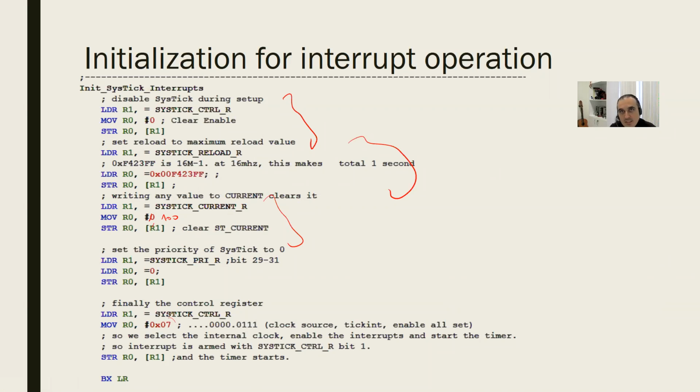To make it, so the time that it becomes 0 will be 1 second, because just this value is 16 million minus 1. Okay, we are okay with that. 16 million minus 1 is in hexadecimals too. So remember this slide.